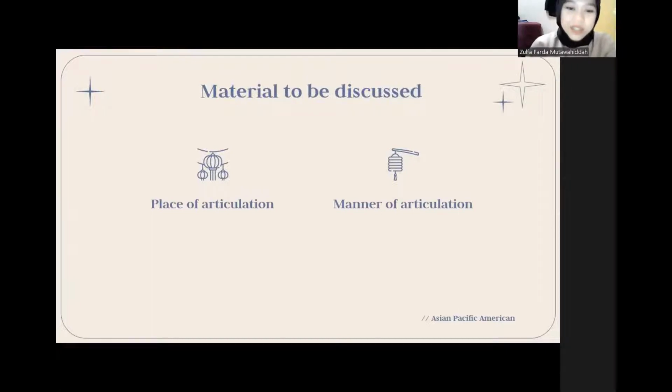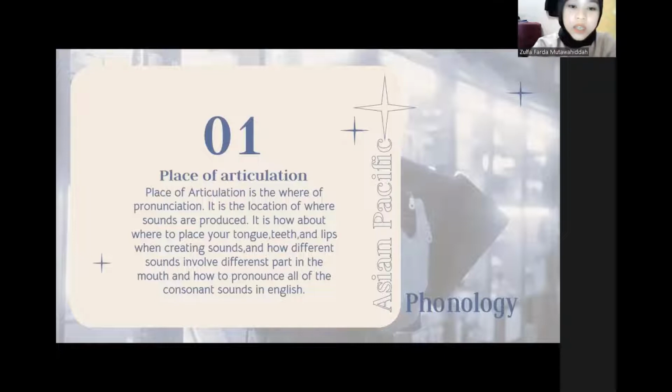Okay, let's start. The place of articulation is the where of pronunciation. It is the location of where sounds are produced. It is how to place your tongue, your teeth, and your lips when creating sounds, and how different sounds involve different parts in the mouth, and how to pronounce all of the consonant sounds in English. Obviously, it helps us learn where we place our speech organs for production of specific speech sounds.